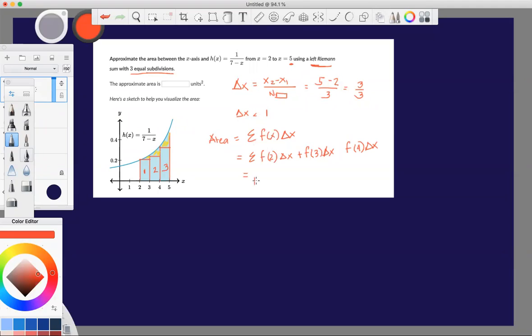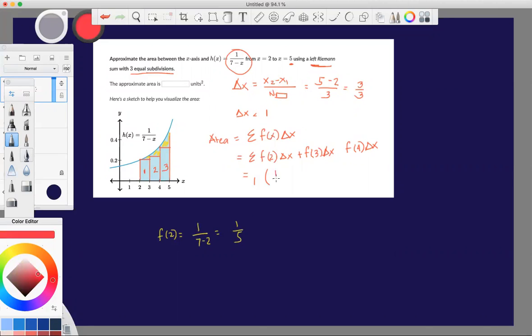and then let's already replace our delta x with a value of 1. So you will now have 1 multiplied by 2. So guys, f of 2. Let's take a look at this right here. So at f of 2, h of 2. Why do I always write h of 2? So h of 2 will just be equal to 1 over 7 minus 2. That will just give us 1 over 5.